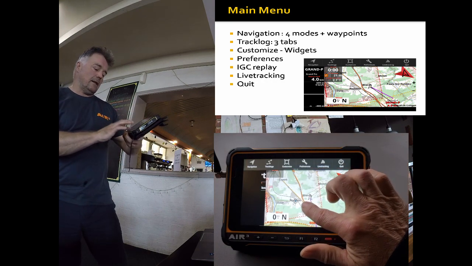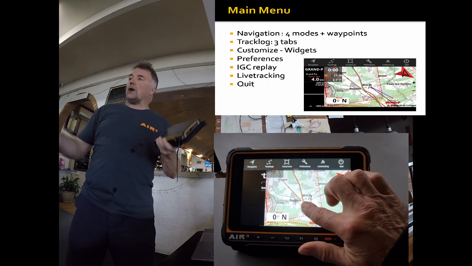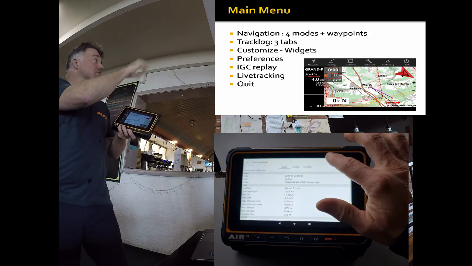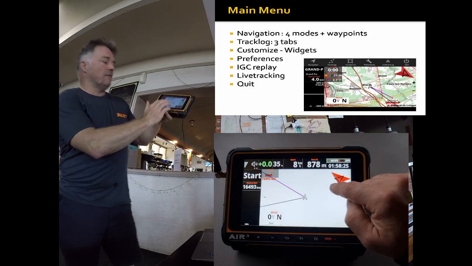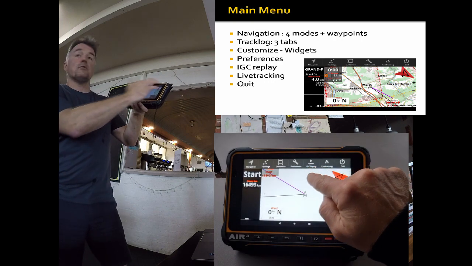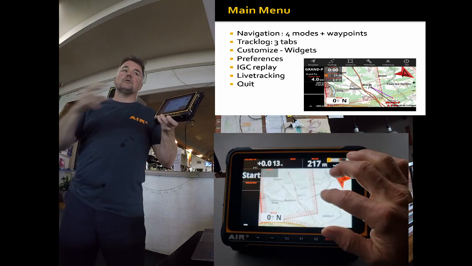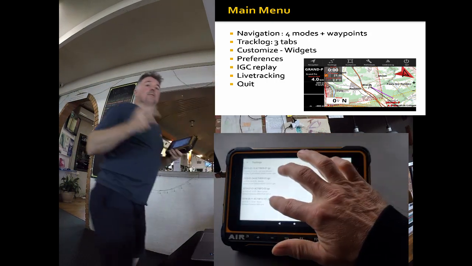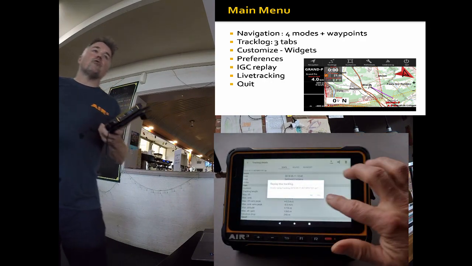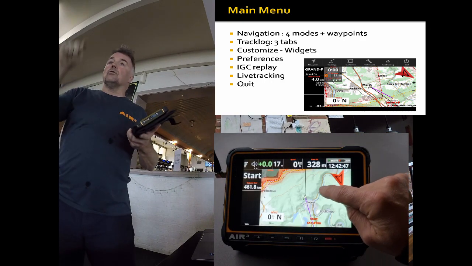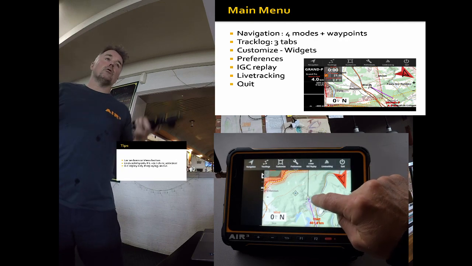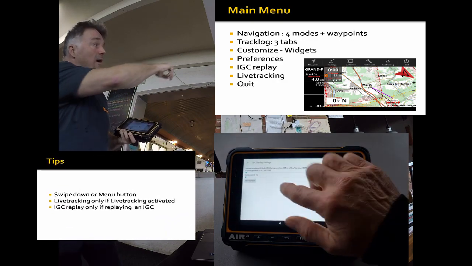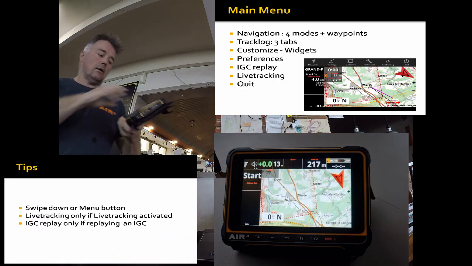Preferences. Then, if you are replaying a track, then you will have another icon there that is IGC replay. But if you see now, I have no IGC replay because I'm not replaying a track. So this button appears only when you are replaying a track. So to replay a track, you go to track logs, you open the track you want to replay, and you just click on replay, and then you will replay your track. And you have this button that will be displayed in the menu then.